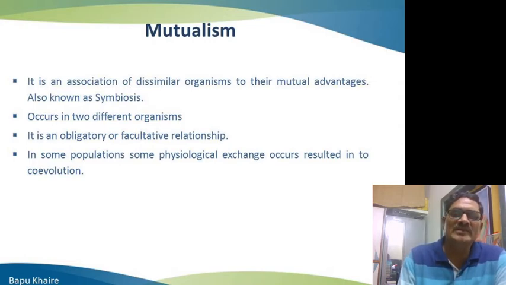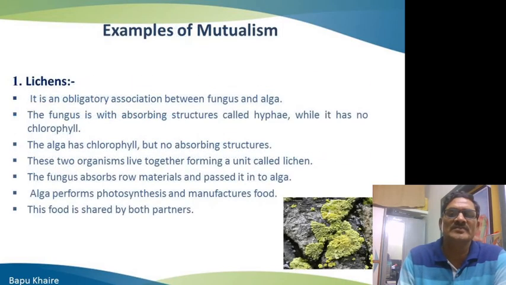In some populations, some physiological exchange occurs, resulting in co-evolution. Therefore, this is called symbiosis. In nature, there are too many symbiotic associations found. Here are some examples of obligatory mutualism or symbiosis.